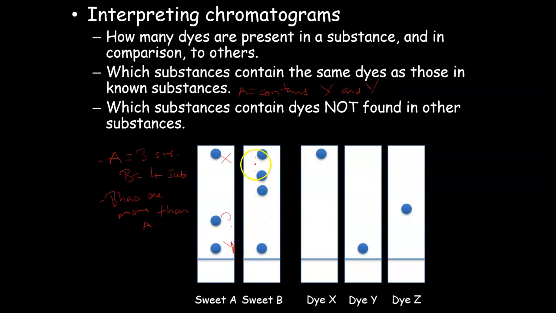All right, now let's have a look at the same thing for B. Now B also contains dye X. It also contains these 2. Now these 2, if you look across, don't line up with any of the others. So I'm just going to put a question mark next to those 2.